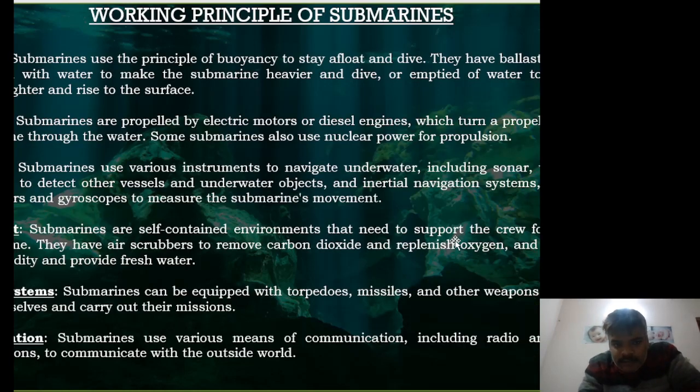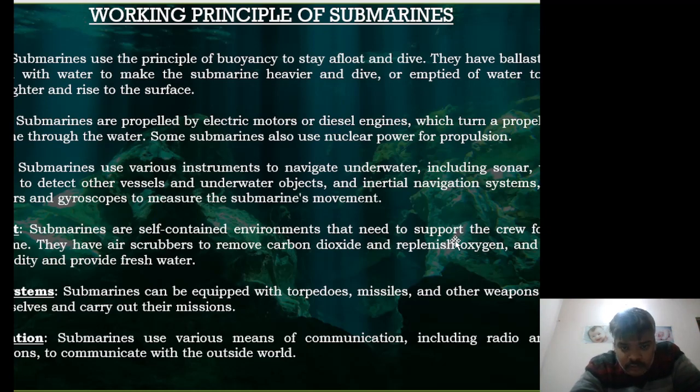Working principle of submarine: buoyancy. Submarines use the principle of buoyancy to stay afloat and dive. They have ballast tanks that can be filled with water to make the submarine heavier and dive, or emptied of water to make the submarine lighter and rise to the surface. Propulsion. Submarines are propelled by electric motor or diesel engine, which turns a propeller to move the submarine through the water. Some submarines also use nuclear power for propulsion.